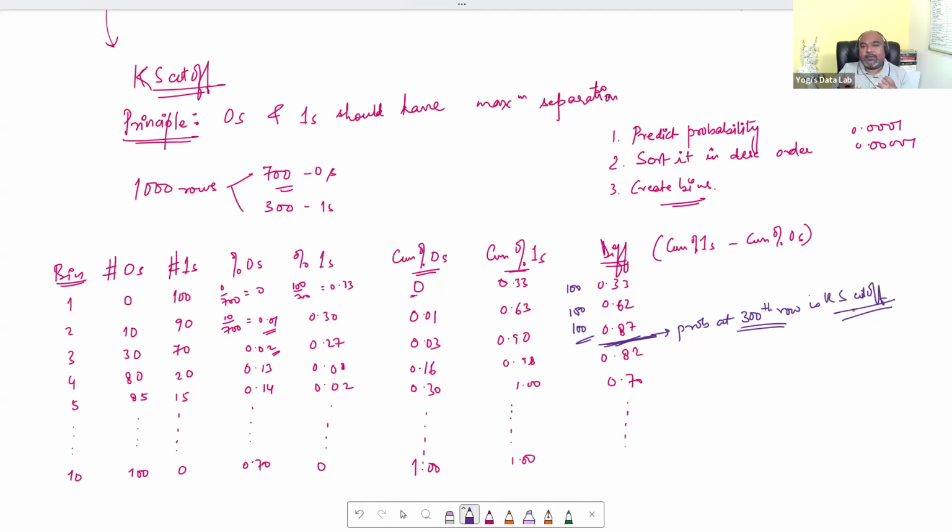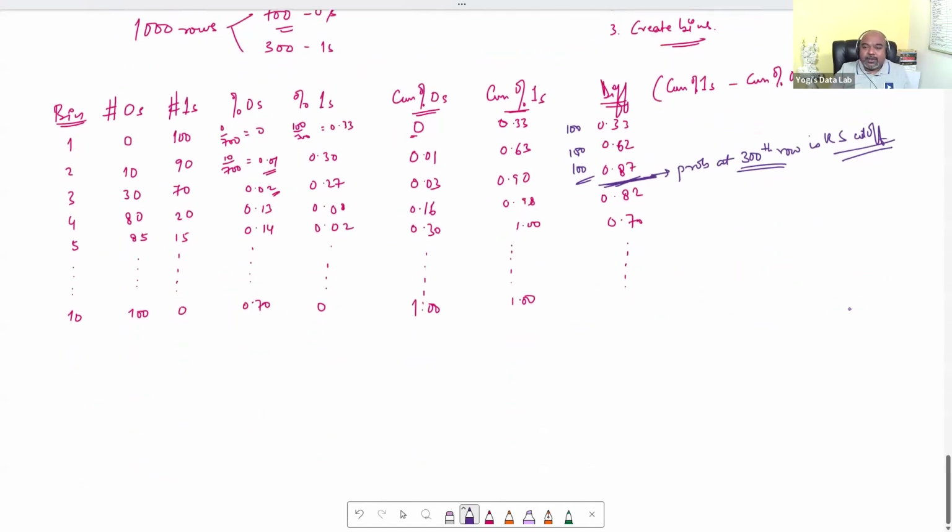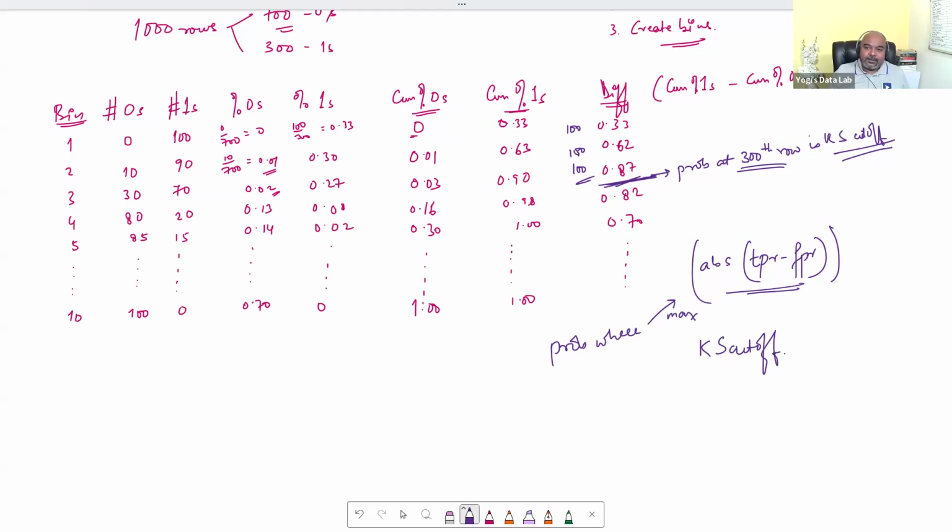This is the mathematical way of understanding this. However, if you have to solve it using Python or R, the much easier way of doing it is to calculate the difference of TPR minus FPR, the true positive rate minus the false positive rate. Take an absolute of this, and the point or the probability where this value is maximum is known as the KS cutoff. So this is your Kolmogorov-Smirnov cutoff.